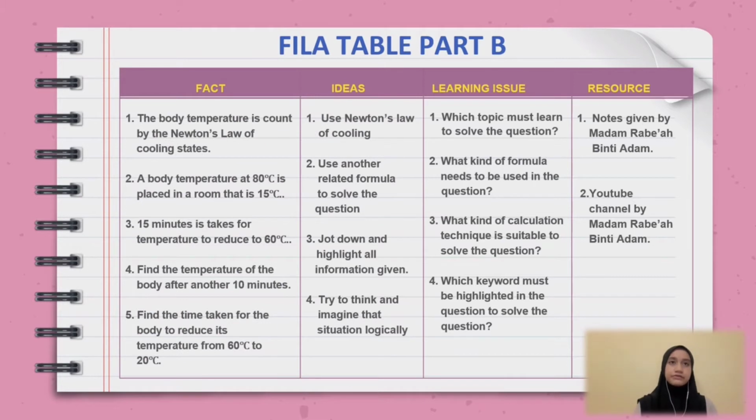Okay, so next, filler table part B. Part B, we got question number 6 also. For the facts, first, the body temperature is counted by Newton's law of cooling. Second, a body at a temperature of 80 degrees Celsius is placed in a room that is 15 degrees Celsius. Third, 15 minutes is taken for the temperature to reduce to 60 degrees Celsius. Fourth, find the temperature of the body after another 10 minutes. Fifth, find the time taken for the body to reduce its temperature from 60 degrees Celsius to 20 degrees Celsius.